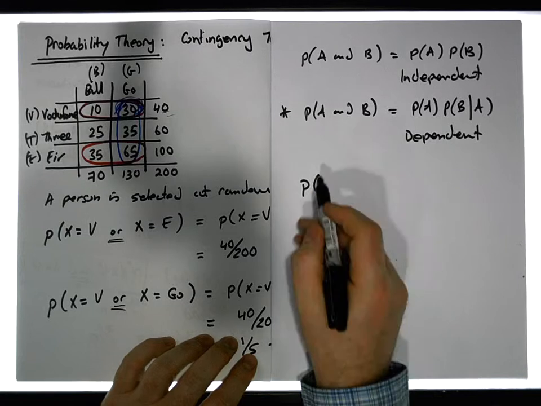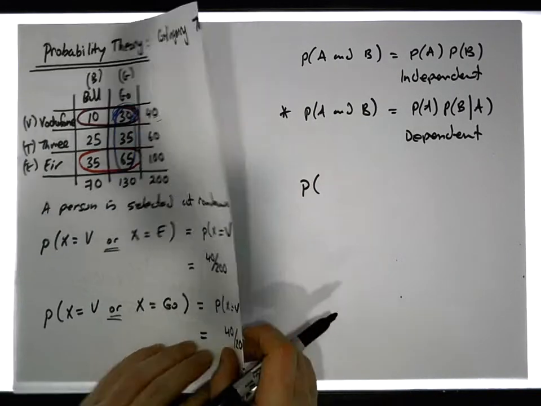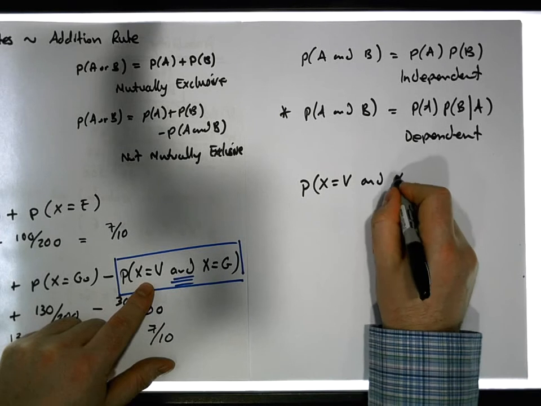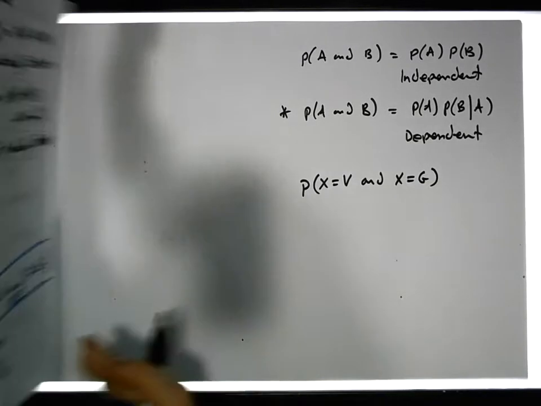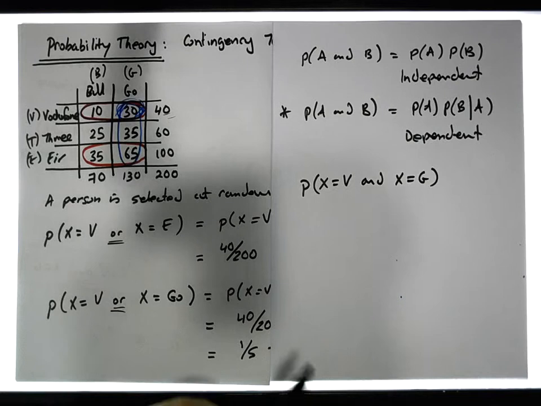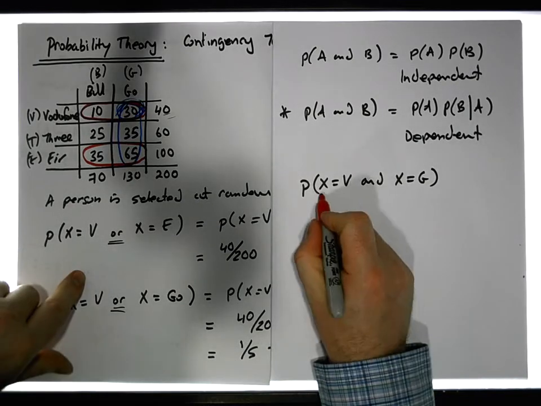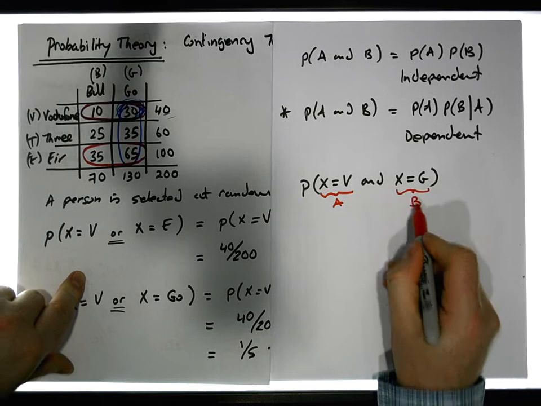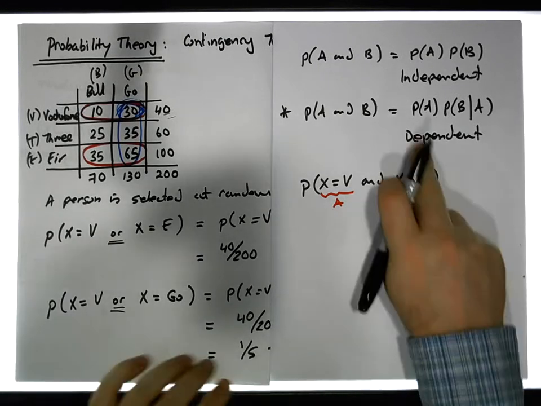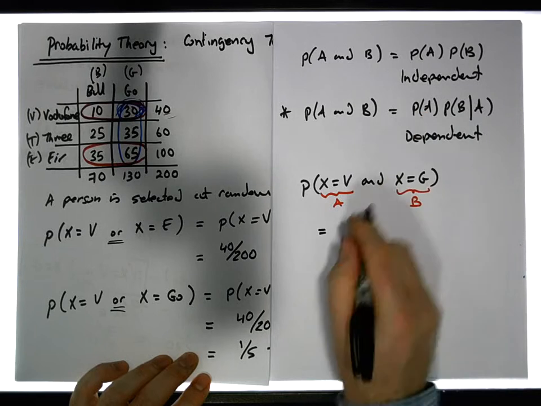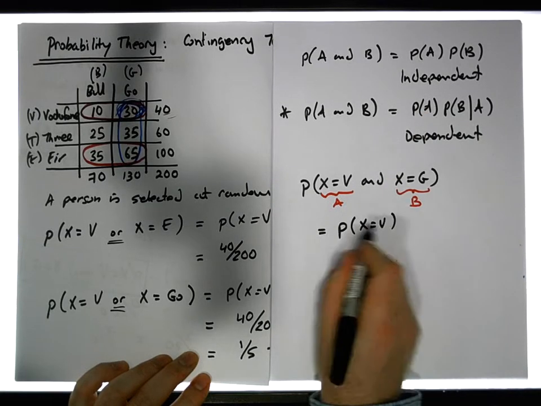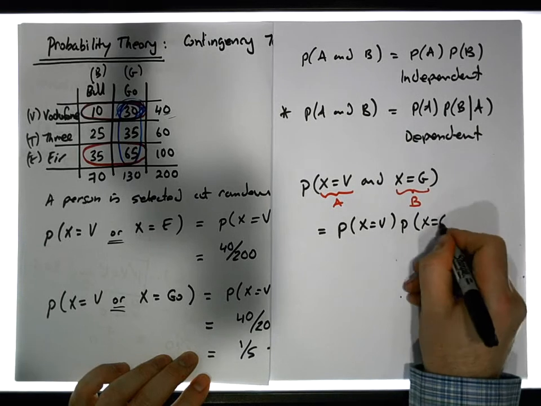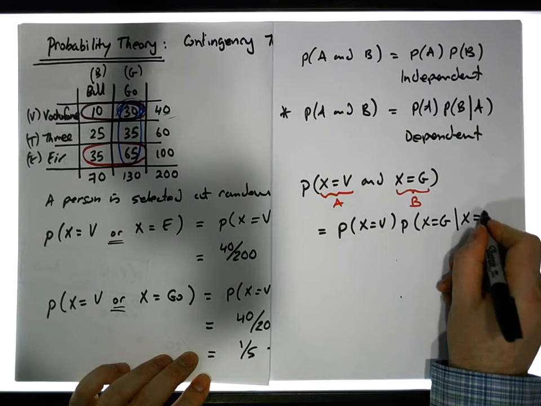So let's calculate the probability of A and B, which is the probability that the person is Vodafone and the person selected is a Go customer. That's what we need to calculate. So this here represents our A, and this here represents our B. So this is equal to the probability of A, which is the probability that the person is Vodafone, times the probability of B, which is that the person is a Go customer, knowing that the person was a Vodafone customer.